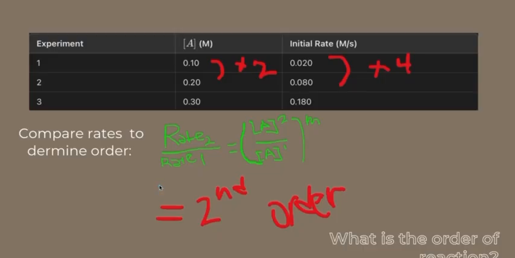Let's solve the order of reaction using this table. So to do that, we have to compare the rates, and we can do that by using this formula in the green. We see that the reactant's concentration is multiplied by 2, and the rate is multiplied by 2 squared, meaning it is second order.